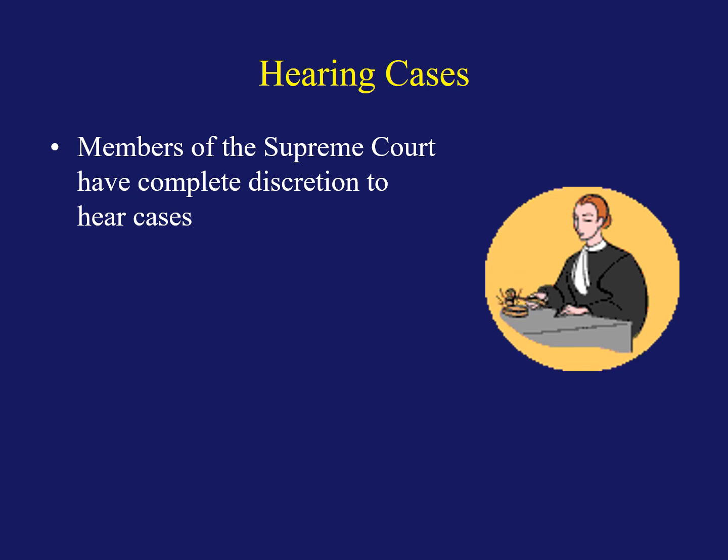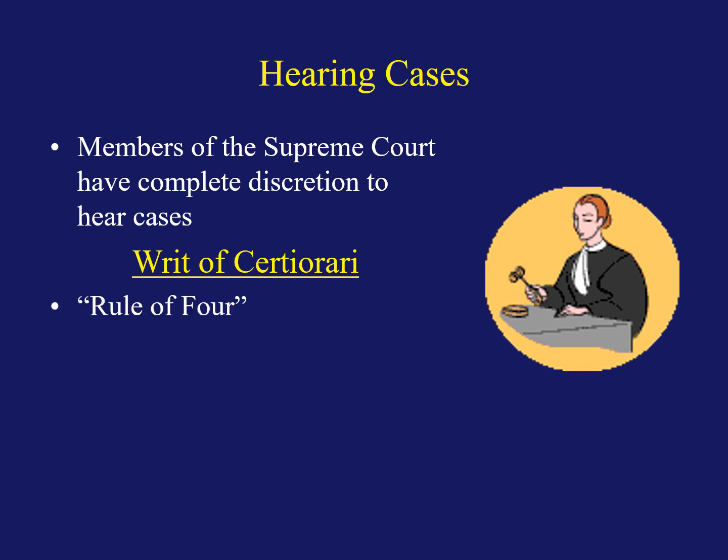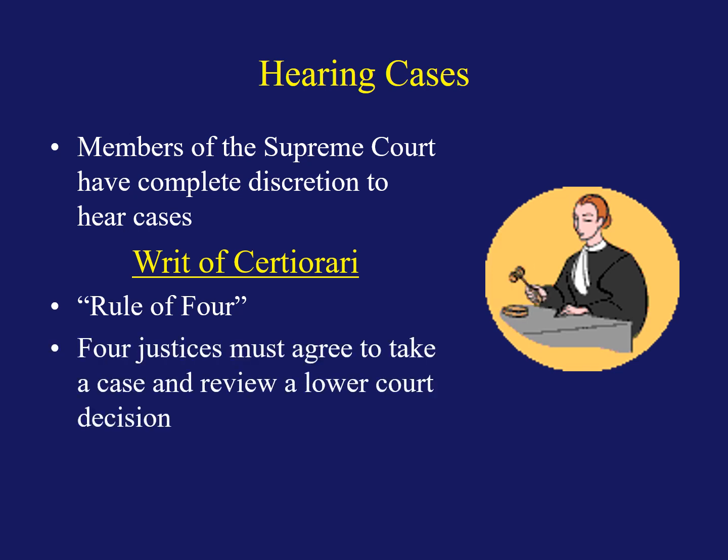The process is called a writ of certiorari. This can be cut down or shortened to the rule of 4. What happens is that if someone wants their case to be heard, they file a writ, this writ of certiorari. They outline their case. 4 justices must agree to say, yes, we'll go ahead and take this case and review a lower court decision. Without those 4 votes, a case is not heard.